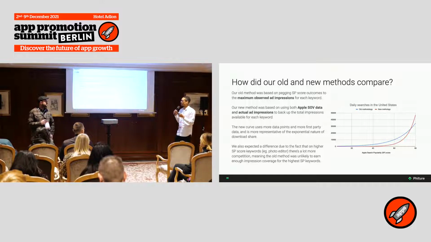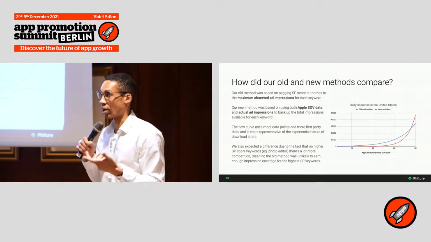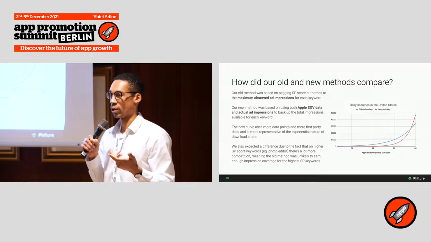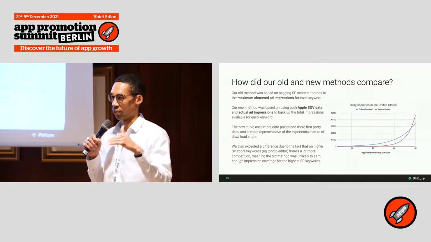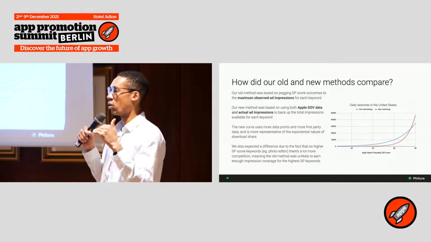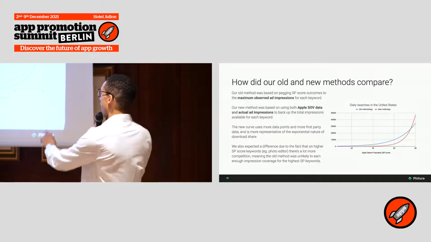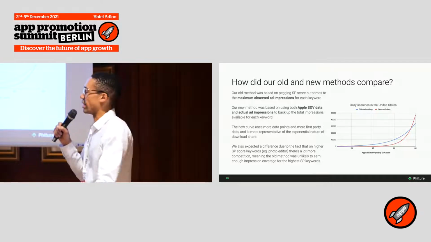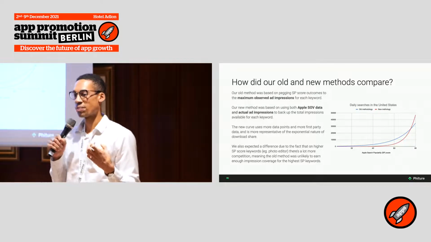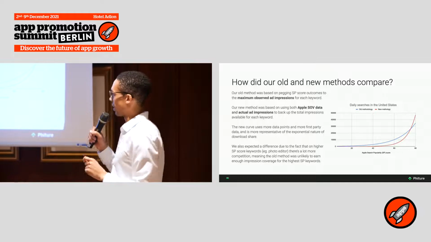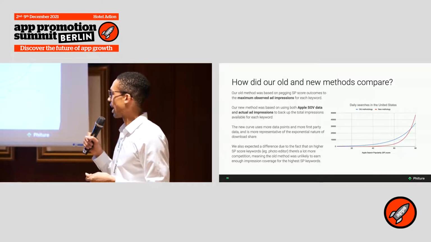And one other insight as to why the old and new methodology differ is that the old methodology was using the maximum observed ad impressions. And as Moritz mentioned, we're probably not going to be able to drive 100% share on some very competitive keywords like photo editor, for instance. So we were probably never really able to see what 100% share on a search popularity score of 70 is, just because we couldn't capture that much share. All this to say, we feel like the new methodology is aligned with reality.